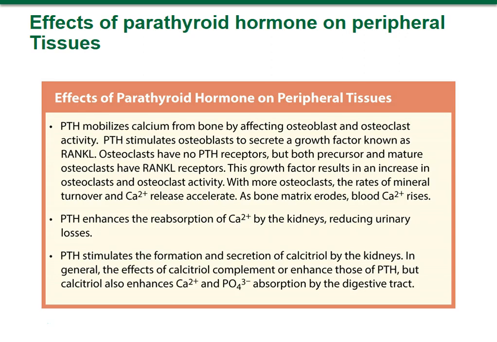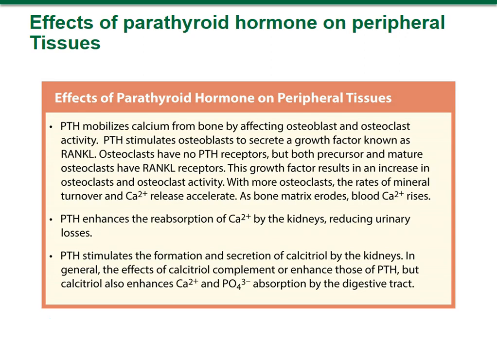Okay, and this table just basically reiterates what we just talked about, although it goes into a little bit more detail about the osteoblasts and osteoclasts. It says the parathyroid hormone stimulates your osteoblasts to secrete growth factor also. And the osteoclasts don't have parathyroid hormone receptors. But the growth factor results in an increase in osteoclasts and their activity. And as you have more osteoclasts, you have more mineral turnover because it's breaking them down and therefore more calcium release.